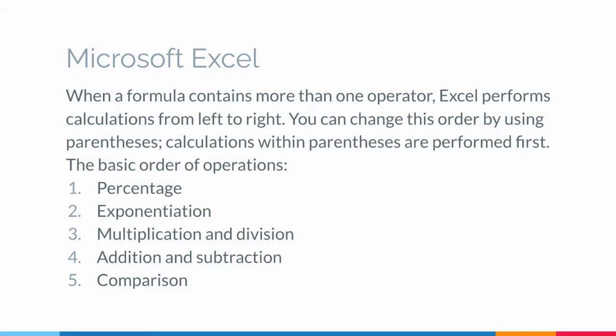When a formula contains more than one operator, Excel performs calculations from left to right, based on the standard mathematical order of operations. You can change this order by using parentheses. Calculations within parentheses are performed first. The basic order of operators is as follows. First, percentage. Second, exponentiation. Third, multiplication and division. Fourth, addition and subtraction. Fifth, comparison.